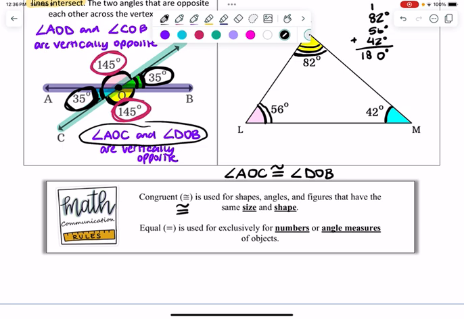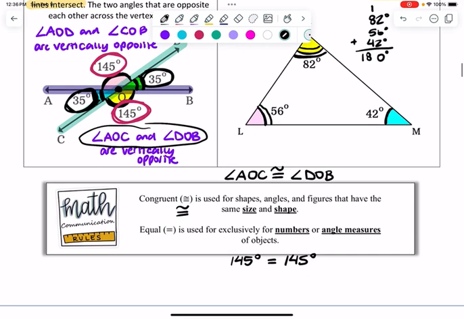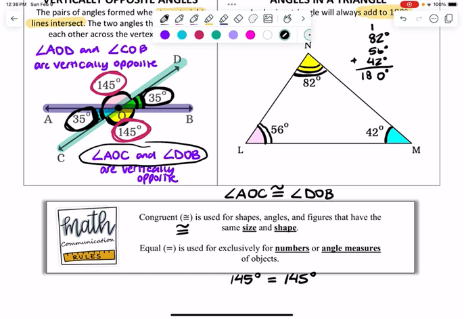If I was talking about angle measurements for those exact same angles, I could say 145 degrees is equal to 145 degrees. Because I'm using those numbers, same vertically opposite angles. Actually, I was talking about AOD and COB. That's on me. But I can say that these two numbers are equal to each other. So congruent is used when I'm talking about symbols and notation for angles. Equal is used when I have numbers associated with them.